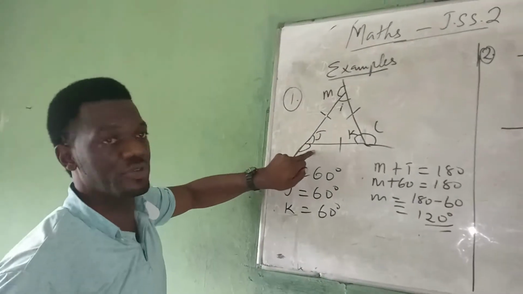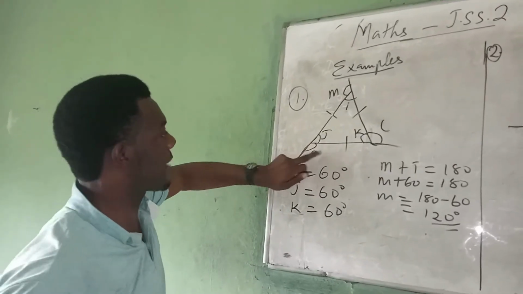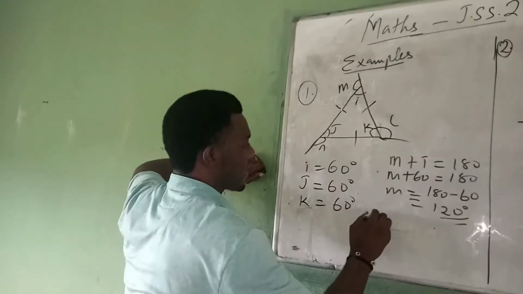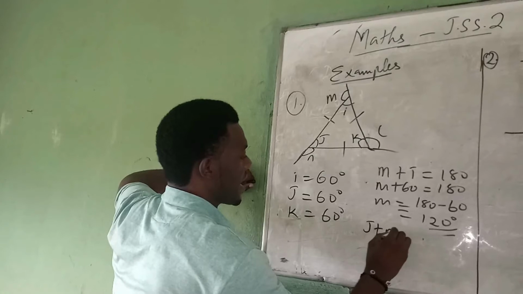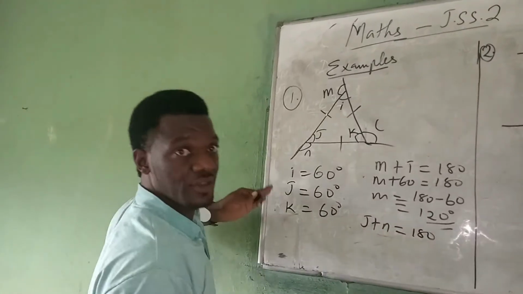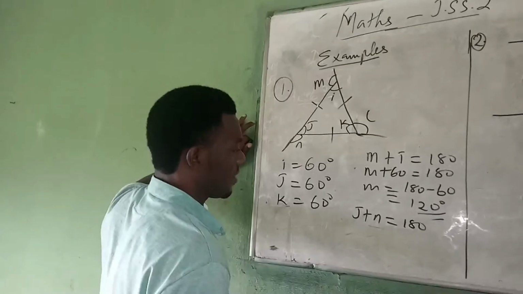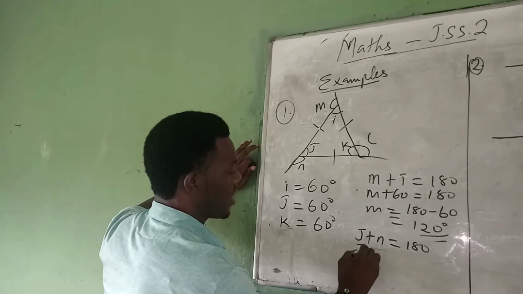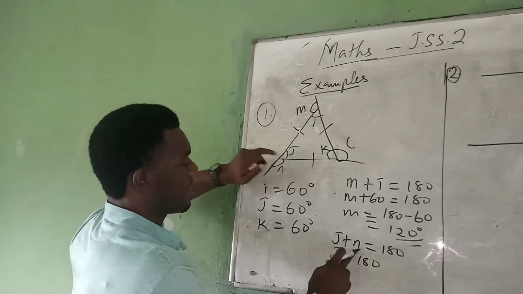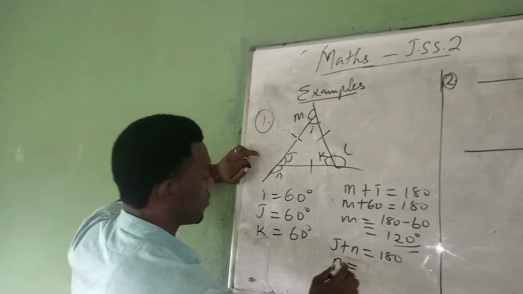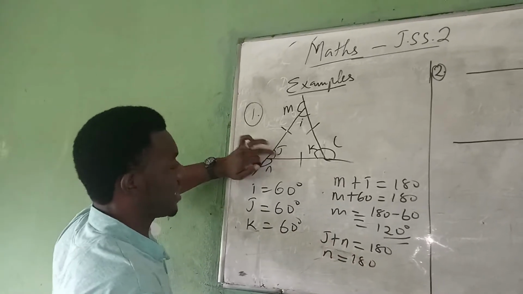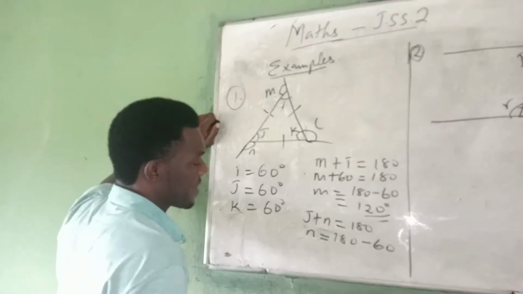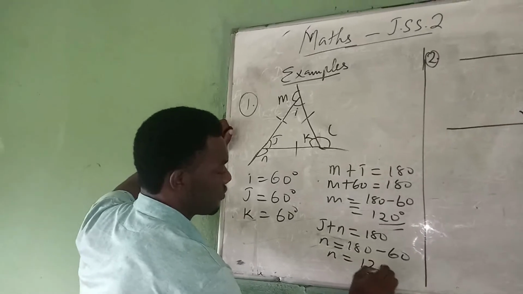The same thing is applicable to this N. To find N, J is already 60 degrees. J plus N equals 180 degrees. Reason: sum of angles on a straight line. So N will be equal to 180 degrees minus J. Our J is already 60 degrees, reason: because it is part of the equilateral triangle. So our N now comes to 120 degrees.